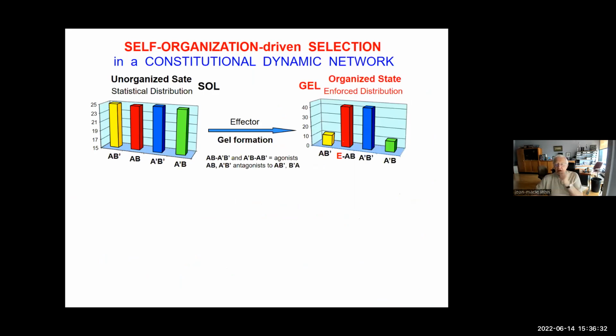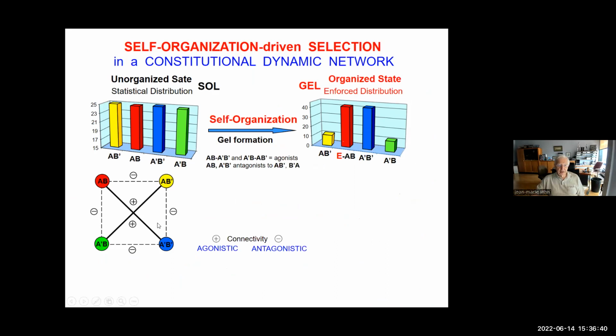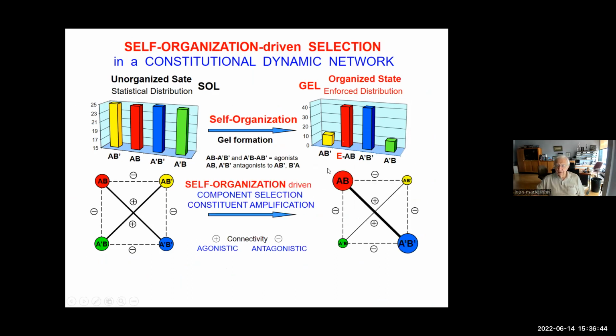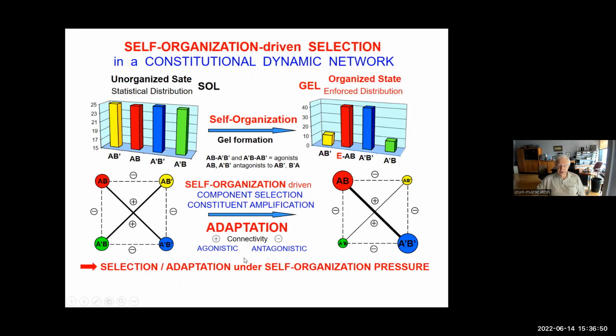Yes, I want to accelerate a little. So this is just representing the same thing in this schematic way. And we can have then this network representation, self-organization driven, and then you have an amplification of AB and A prime in the gel. Adaptation to gel formation, selection and adaptation under the formation of a self-organized entity.